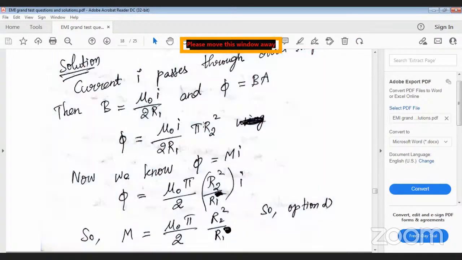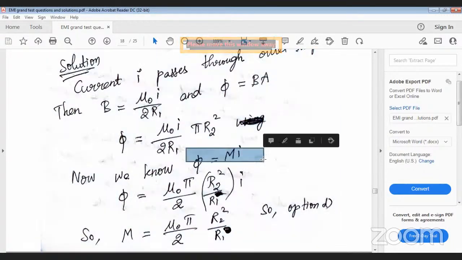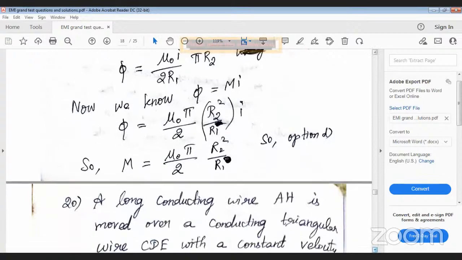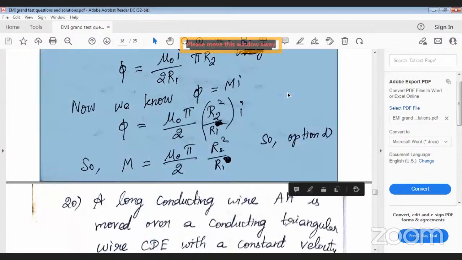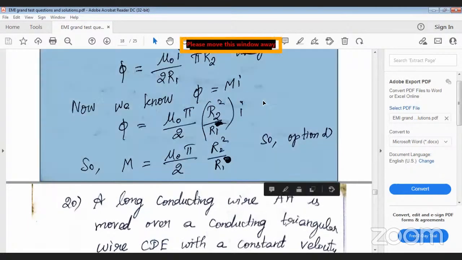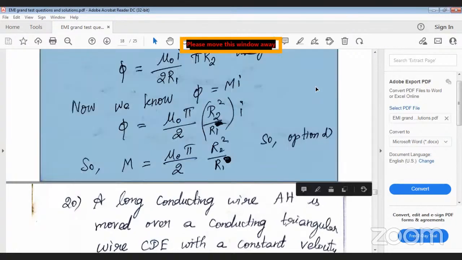So you have got phi, and you need to find out the mutual inductance. For that you need to use this equation. Phi equal to Mi, that means M equal to phi by I. So you need to divide this equation by I. When you divide, your I will be cancelled, and we need to know the proportionality relation alone, that is R2 squared by R1.